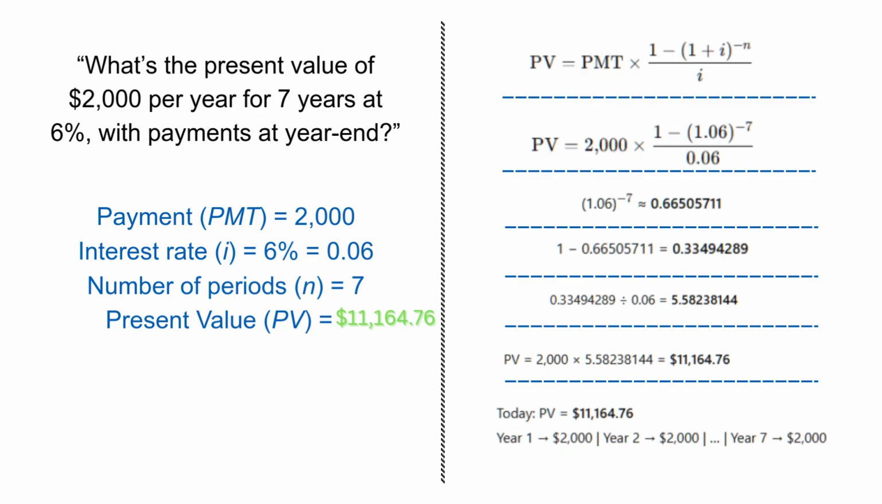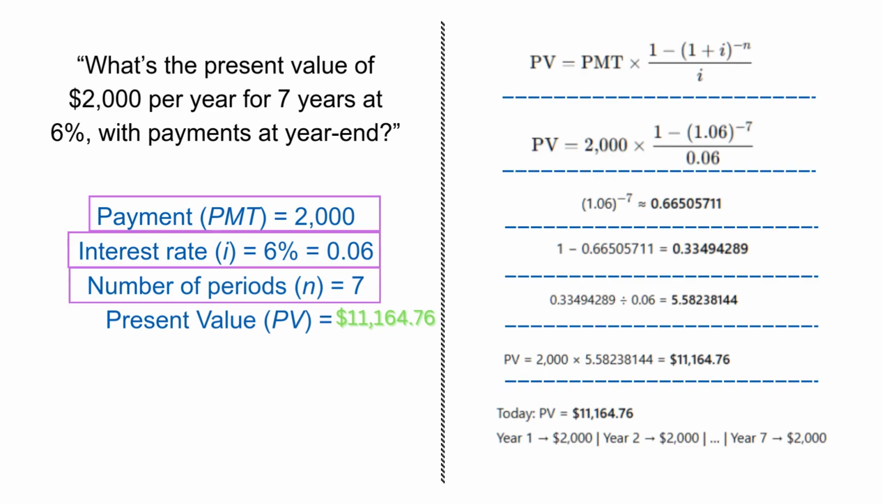So what does this mean? If you had $11,164.76 today and invested it at 6%, you could withdraw $2,000 at the end of each year for the next 7 years. The present value of receiving $2,000 each year for 7 years at 6% interest, with payments at year end, is $11,164.76. That's your ordinary annuity solution.